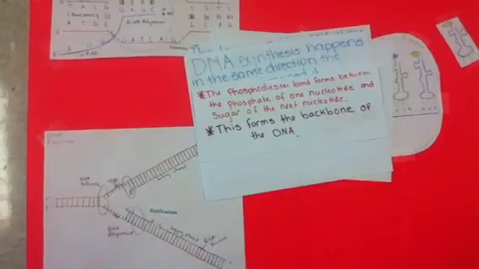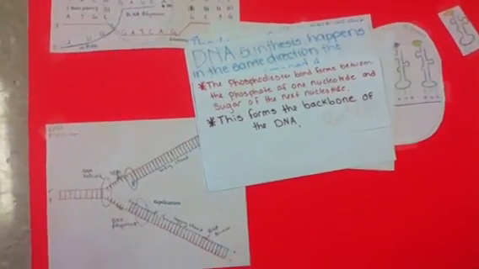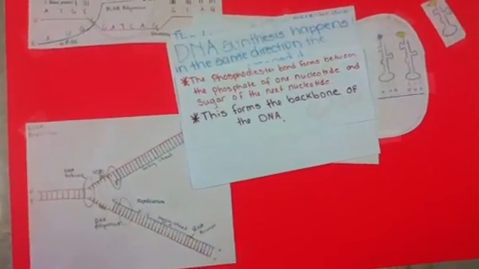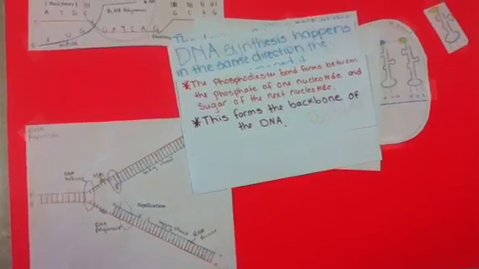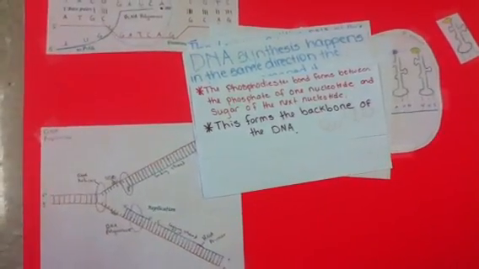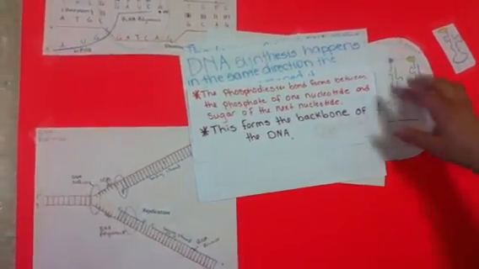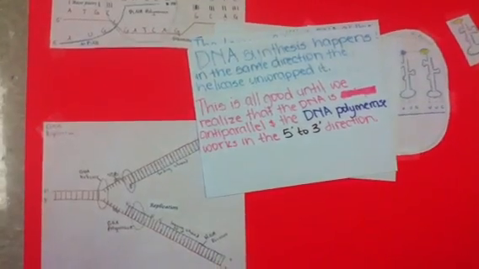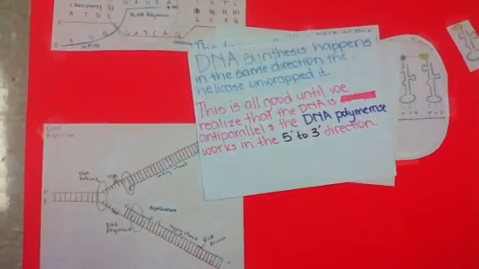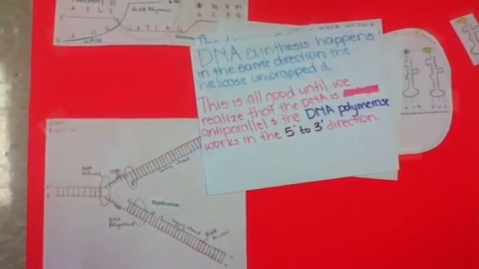The phosphodiester bond forms between the phosphate of one nucleotide and the sugar of the next nucleotide. This forms the backbone of the DNA. DNA synthesis happens in the same direction the helicase unwrapped it.